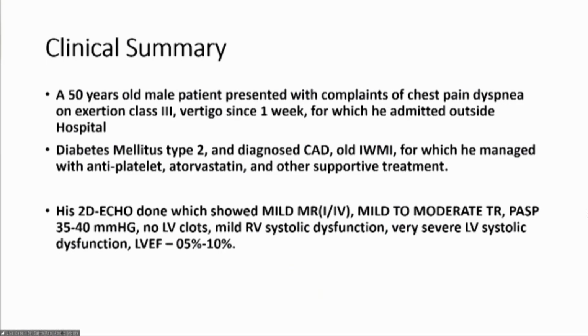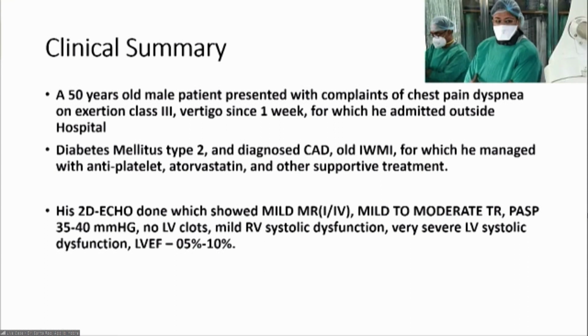So this is a 50-year-old male patient. He presented with chest pain and dyspnea on exertion class 3 and vertigo since last 1 week. He was admitted in an outside hospital. He's diabetic. He was diagnosed as coronary artery disease, old inferior wall myocardial infarction, and managed with medical therapy, antiplatelets, statins, and other supportive treatment. His echo, done outside, showed mild MR, mild to moderate PR, PA pressure about 40, no LV clots, mild RV systolic dysfunction, and very severe LV systolic dysfunction. His ejection fraction, reported outside, was 5 to 10%.